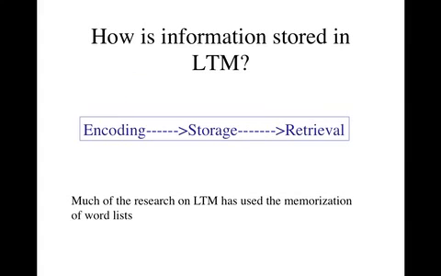Much of the research on long-term memory, as we mentioned, uses word lists as the procedure by which memory is tested. And as we'll see later in this review and later in the semester, it's not the only kind of memory that exists. There's also things like episodic memory, implicit memory. But much of the research on long-term memory has used this kind of explicit recall of specific word lists.